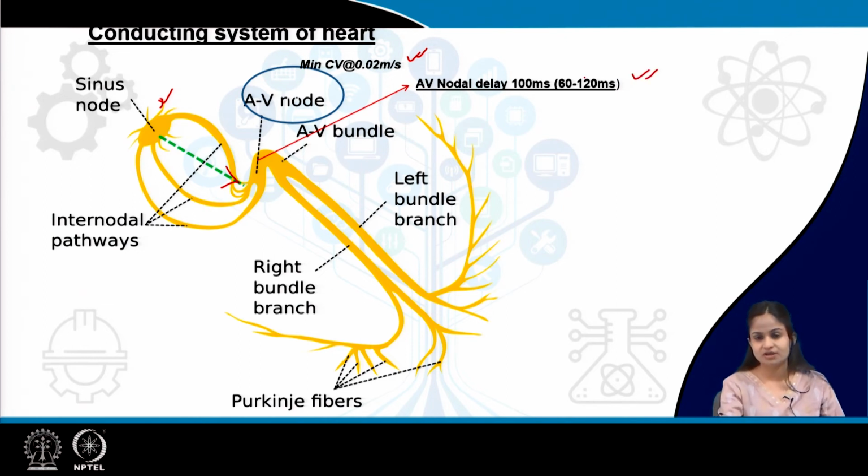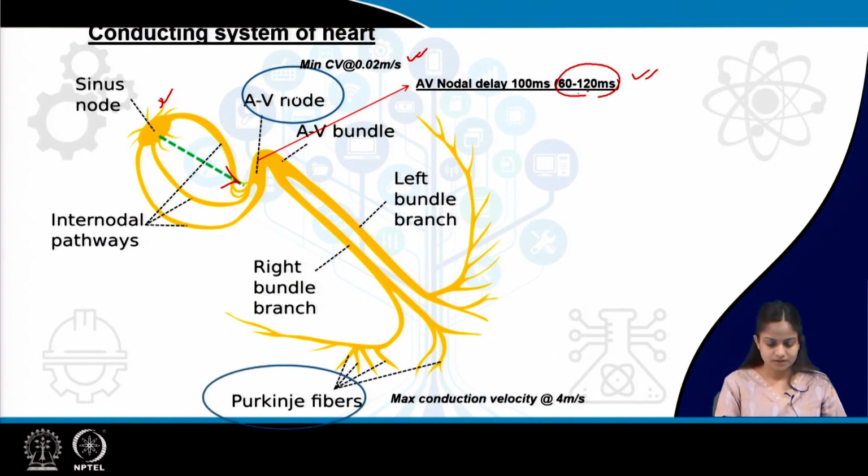Now, there is a range given in Harrison for the AV nodal delay, that is 60 to 120 milliseconds. If a specific answer is not asked, 100 milliseconds or 0.1 seconds, the range is sometimes given or asked, that is 60 to 120 milliseconds. So, after this AV node, Purkinje fibers have the maximum conduction velocity.